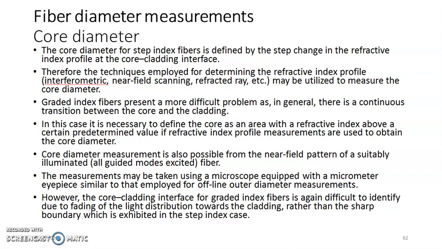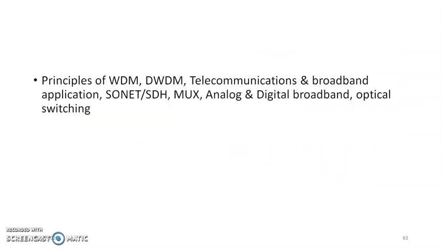and in this case it is necessary to define the core as an area with a refractive index above a certain predefined value, if the refractive index profile measurement is used to obtain the core diameter. Core diameter measurement is also possible from the near field pattern of a suitably illuminated fiber. Measurement may be taken using a microscope equipped with a micrometer eyepiece, similar to that employed for offline outer diameter measurement. So these are the ways to measure the core diameter. That is Part A of your measurement.